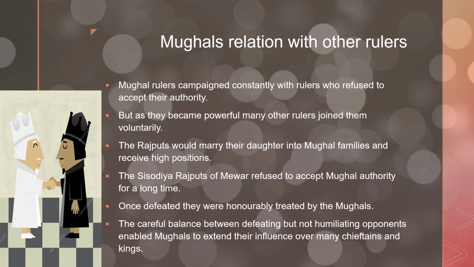The Sisodia Rajputs of Mewar refused to accept Mughal authority for a long time. Once defeated, they were honorably treated by Mughals. They were given back their lands called Vatan as assignments called Vatan Jagir. The careful balance between defeating but not humiliating opponents enabled Mughals to extend their influence over many chieftains and kings.